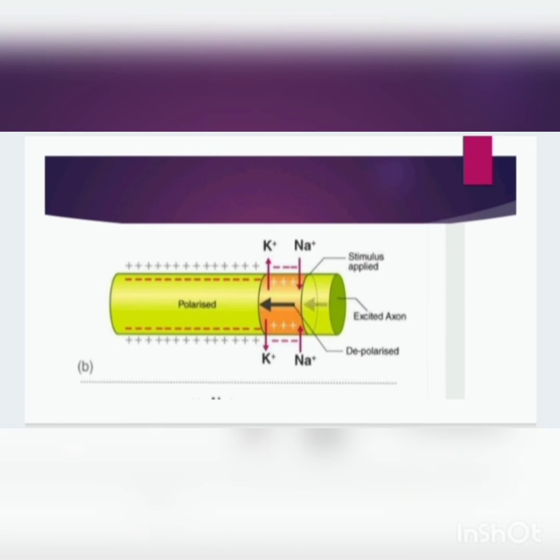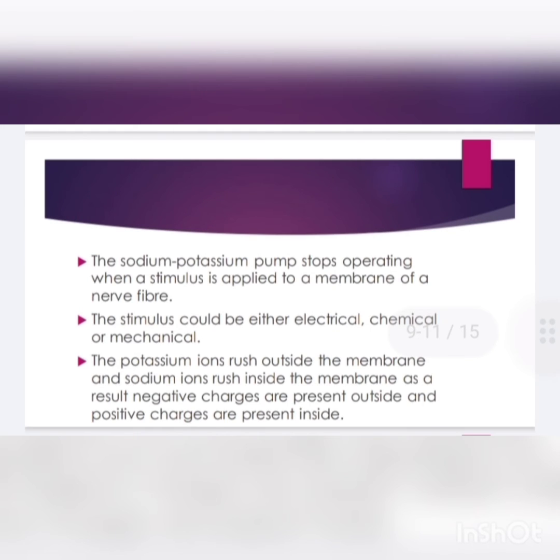This is the representation of conduction of a nerve impulse, the passing of a nerve impulse through a neuron when a stimulus is applied. The sodium-potassium pump stops operating when a stimulus is applied to the membrane of a nerve fiber. The stimulus could be either electrical, chemical or mechanical.